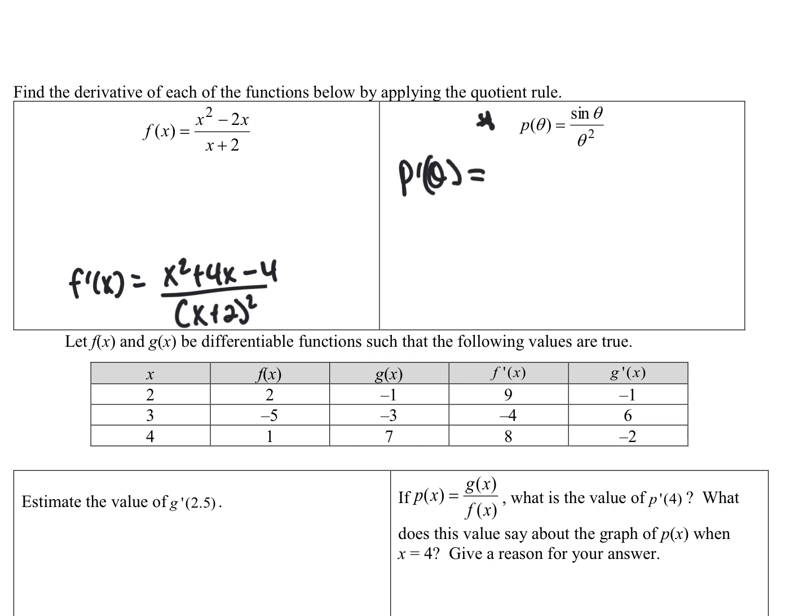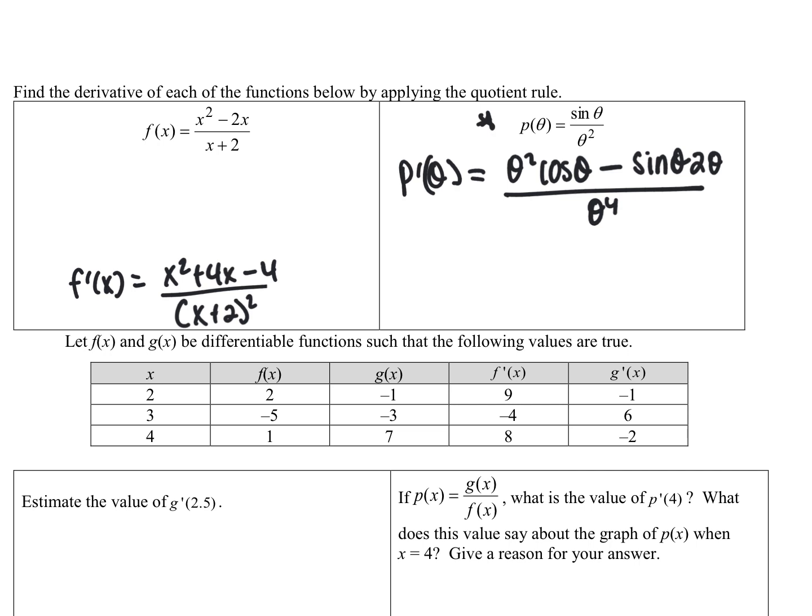So we do have to use the quotient rule because it's a quotient. So we'll start with low, theta squared, times the derivative of the top. What's the derivative of sine? Cosine theta, minus high, sine theta. What's the derivative of theta squared? 2 theta. So the first power is just 2 theta. All over theta squared squared, which will be theta to the 4th power.